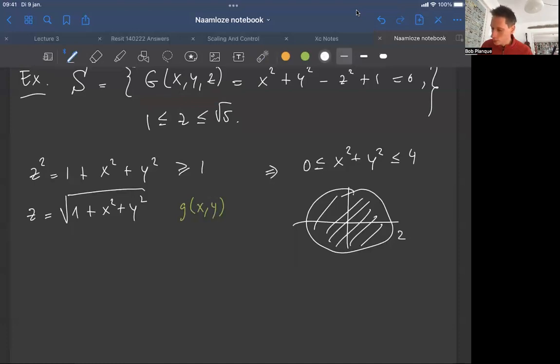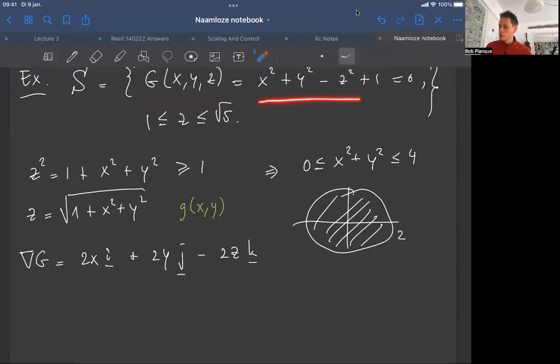So the ingredients that we need are the gradient of G, so the partial derivatives of G with respect to x, y, and z. Well, that's 2x times i, 2y times j, and minus 2z times k. These are the partial derivatives of this expression with respect to x, y, and z, respectively. And the last of these components is dG/dz, and so that's minus 2z. That's all there is to it.